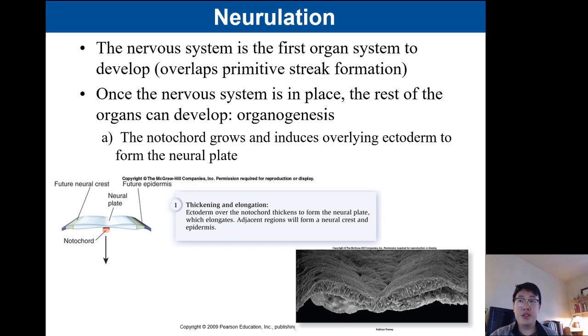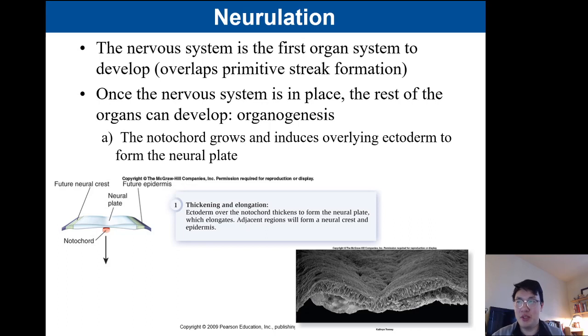The nervous system is the first organ system to develop. Again, we need a nervous system, especially since we are multicellular, complex, eukaryotic organisms. We need a control center. If we start developing the heart first, or the stomach first, or the lymphatic system first, without the nerves to control the heartbeat, you're going to develop a heart for no reason.